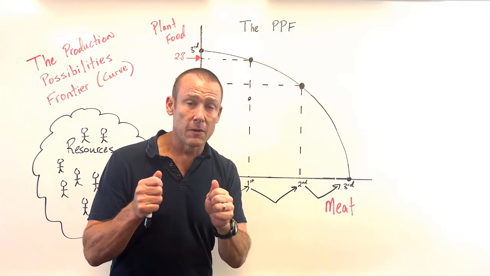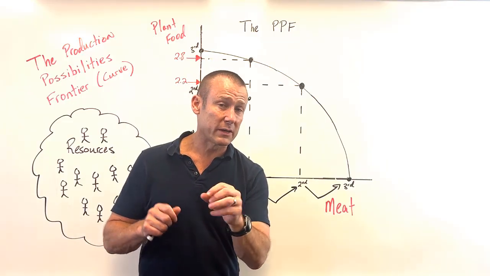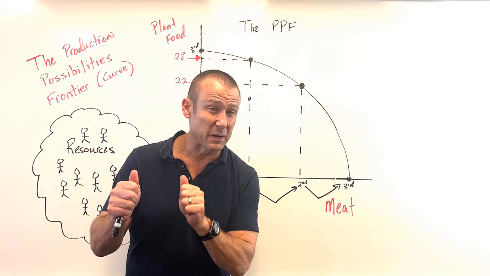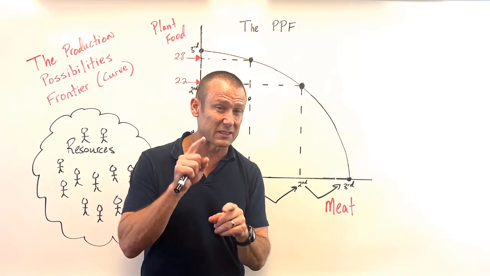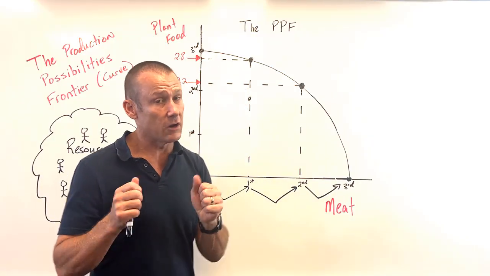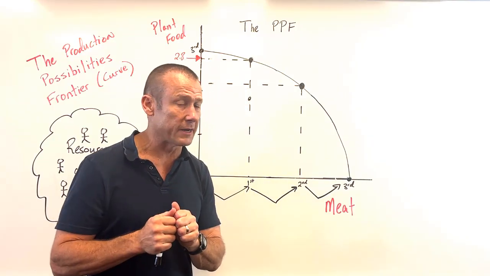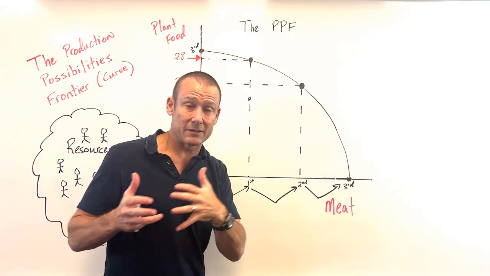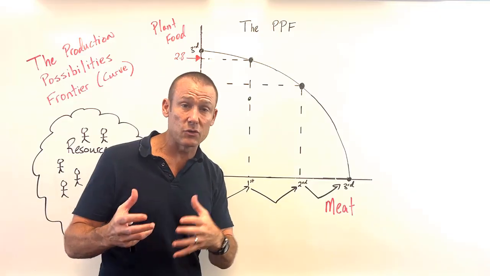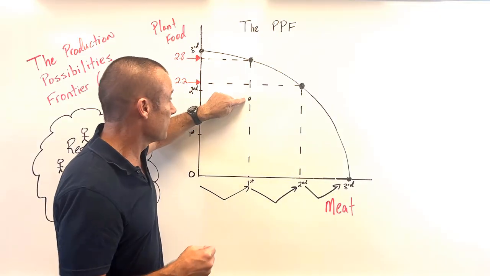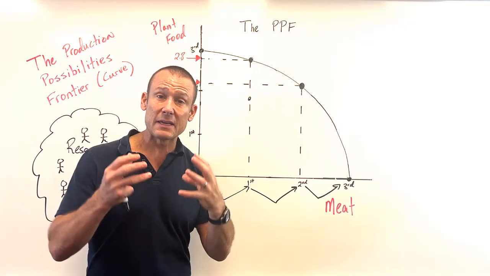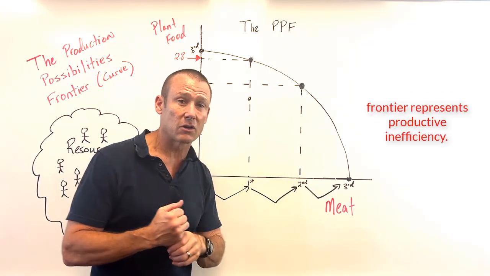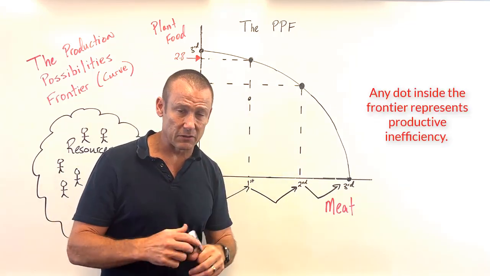That's allocating your resources smartly. The best way to say it is based on comparative advantage, based on who has the lowest opportunity cost. That keeps you productively efficient, and also utilizing all of your resources, right? If you are inside the curve, like right here, you were not smart in the way you allocated your resources. You didn't do it based on comparative advantage, okay? If you're right here, you are productively inefficient. So any dot inside the curve is productively inefficient, okay?